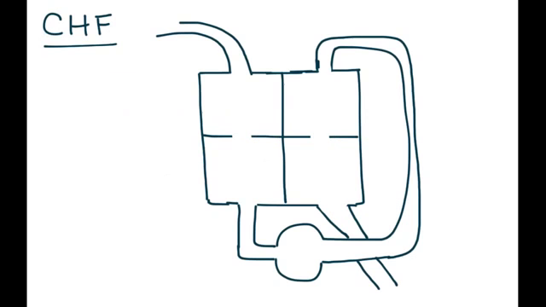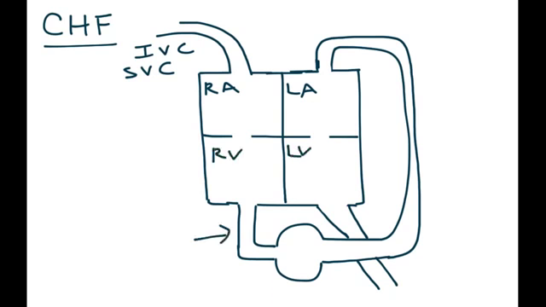So here is a diagram of the heart, and I'll label these. Here is the inferior vena cava, superior vena cava. This is the right atrium. This is the left atrium. This is the right ventricle, left ventricle. This here is the pulmonary artery. This is the lungs. And this vessel here is the pulmonary vein. And this big one is the aorta.